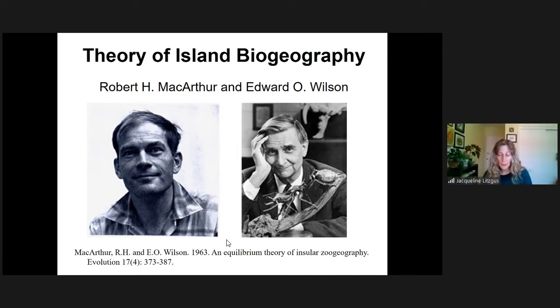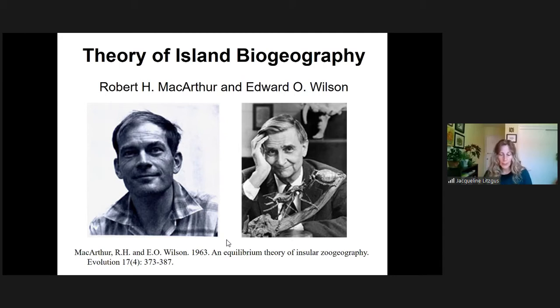Okay, so these two together, MacArthur and Wilson, came up with the theory of island biogeography. In the paper that I posted that's in Evolution, they call it insular zoogeography. But it means the same thing. Island biogeography is just what it's called now. But this insular, meaning islands, and zoogeography, right? The zoogeography, the animals and their spatial distribution. So they developed this theory of island biogeography to explain these uneven species distributions.